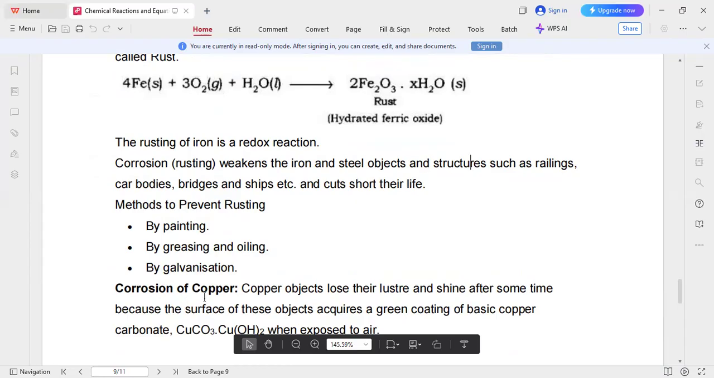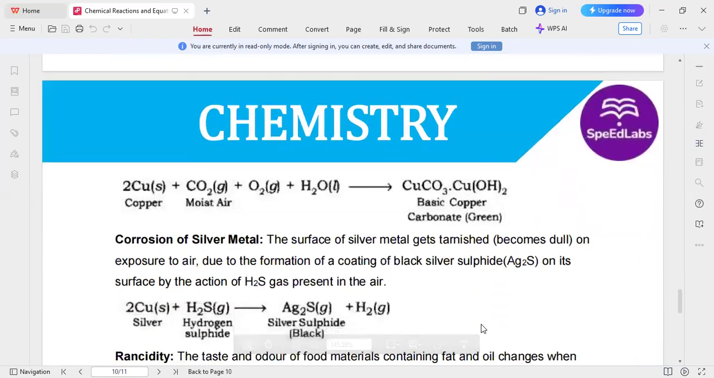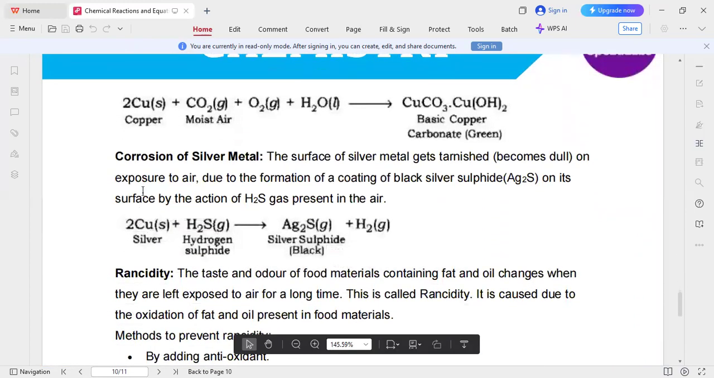Let's start with the corrosion of copper. Another example, see what happens. Copper objects lose their luster and shine after some time because the surface of these objects acquires a green coating of basic copper carbonate, CuCO3.Cu(OH)2, when exposed to air. See the equation, children: copper reacts with CO2 plus O2 and H2O, it will give you CuCO3.Cu(OH)2. This is the basic copper carbonate, children.